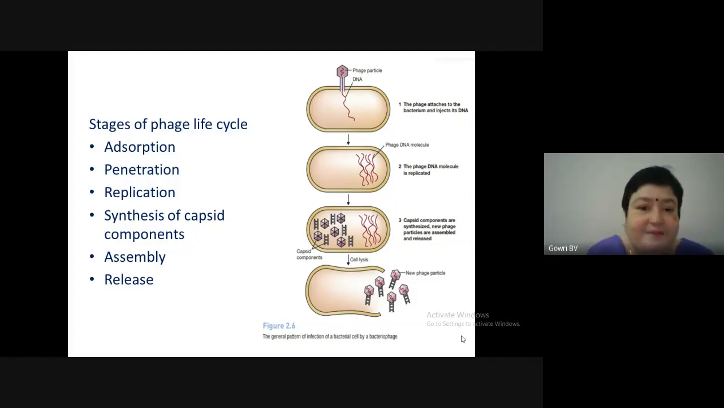In the third step, you can find the capsid component synthesis. There is synthesis of the capsid components, and new phage particles are assembled and released via cell lysis. So this entirely goes as a three-step process. Elaborately, it goes as a six-stage phage life cycle: adsorption, penetration, replication, synthesis of capsid components, assembly, and of course, release.